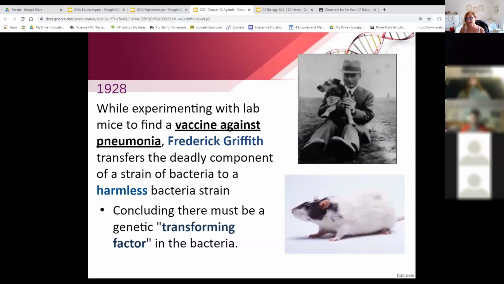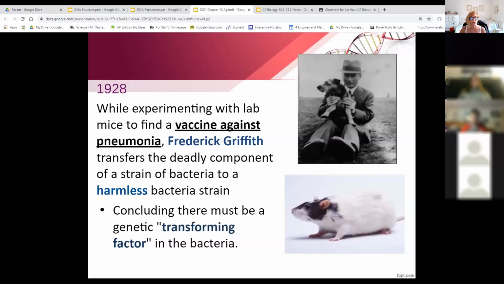You guys, I'm probably going to be going long today because we're just going to talk. So that capsule protected it against our immune system. And so we didn't break that bacteria down. So it was able to cause disease. Where the rough didn't have that outer coat, it wasn't protected. So our bodies were able to attack it and break it down.